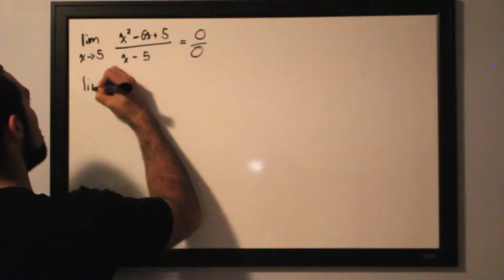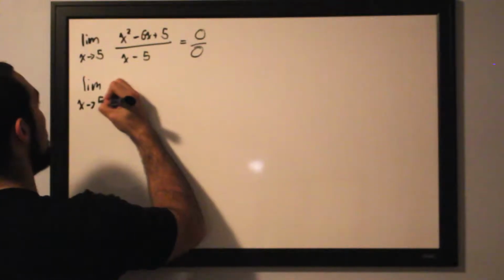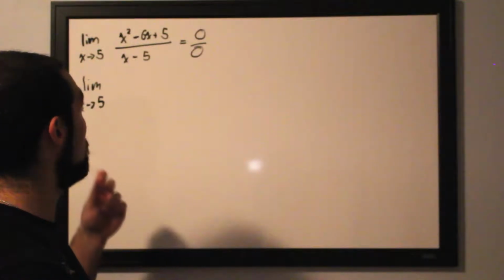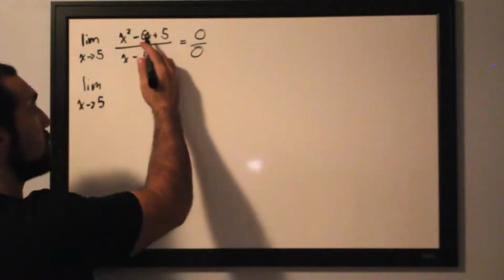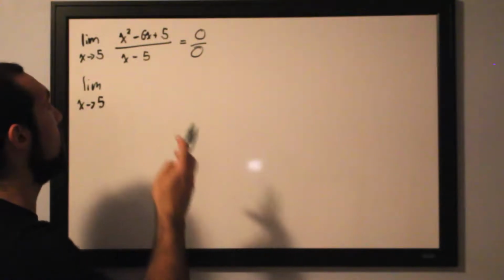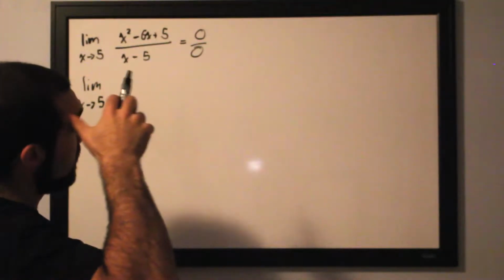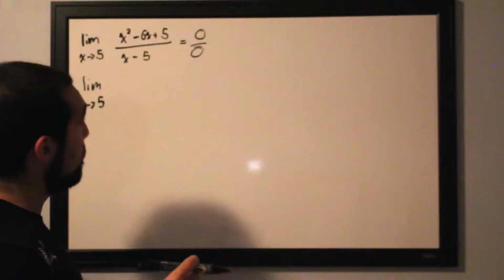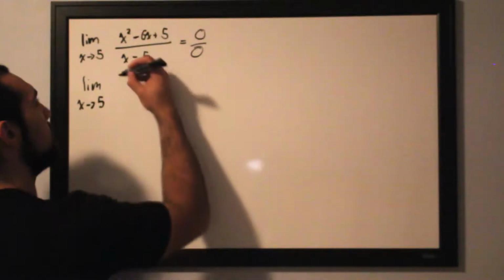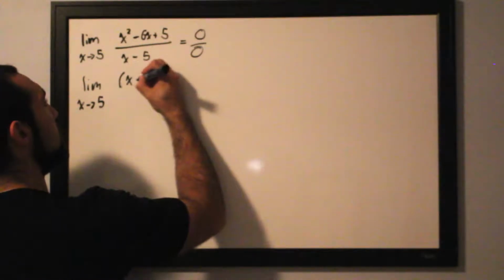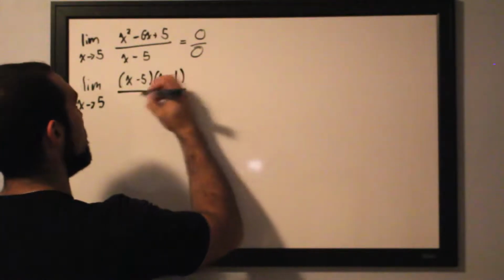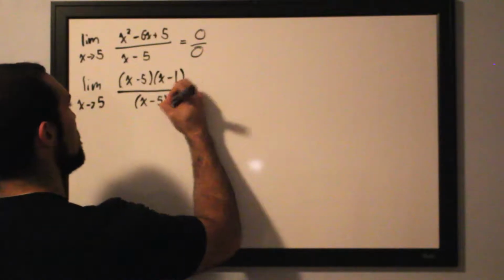So we're going to take the limit as x approaches 5. This quadratic function can be factored. All we need to do is find two values that add up to the coefficient right over here, -6, and have a product of +5. So let's try -5 and -1. Those work out. So we're going to have x minus 5 and x minus 1 in the numerator, and an x minus 5 in the denominator.